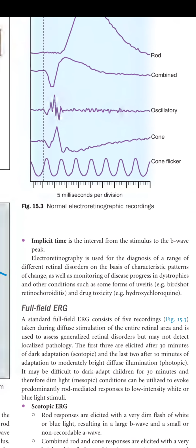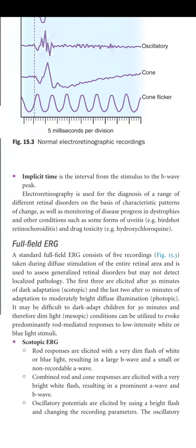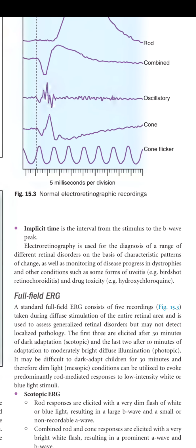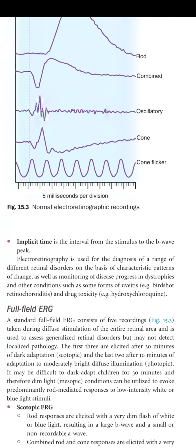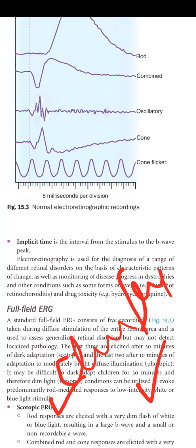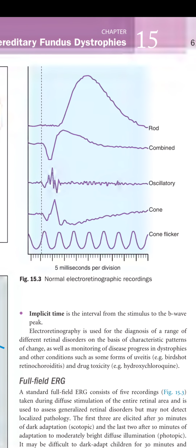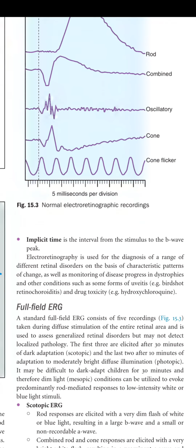First we will discuss the scotopic ERG, which consists of 3 readings. Rod responses are elicited with a very dim flash of white or blue light, resulting in a large B wave and a small or non-recordable A wave. So after dark adaptation, rod responses are elicited by a dim flash of white or blue light, and it results in a large B wave and a very small or non-recordable A wave. So you can see this is a rod response. There is a very large B wave but a dim or non-recordable A wave.